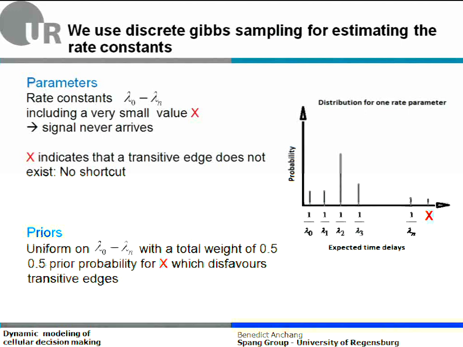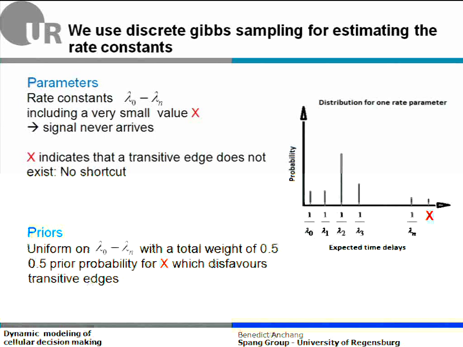And since we deal only with discrete parameters, we use discrete sampling to estimate our model parameters, since we cannot explicitly calculate the joint distribution. This makes use of a uniform prior for all the model parameters, except for a 0.5 prior on the x value, which disfavors the transitive edges. So if our model predicts a low posterior probability, then this is evidence that the edge is not present.